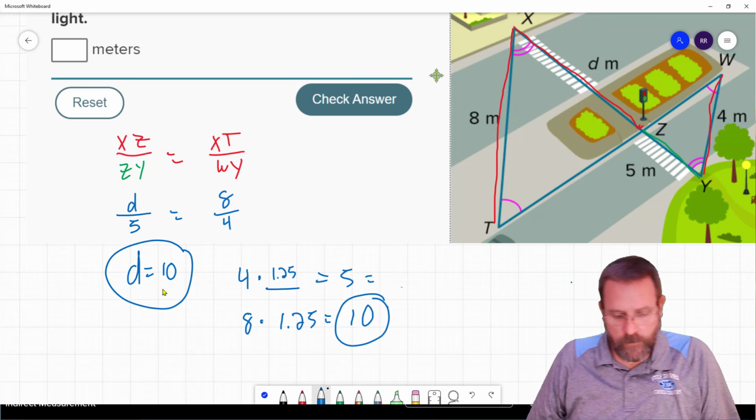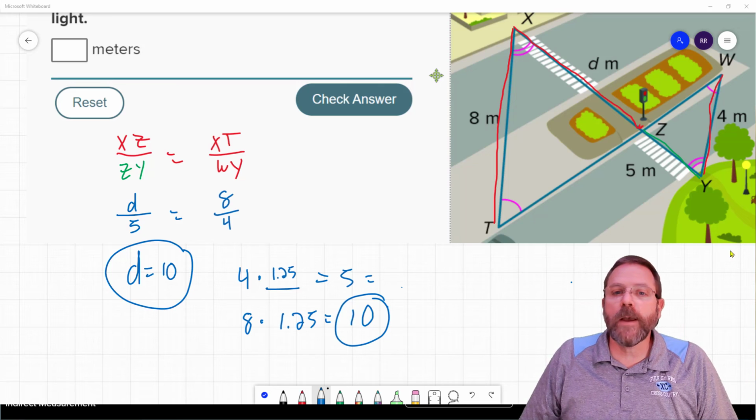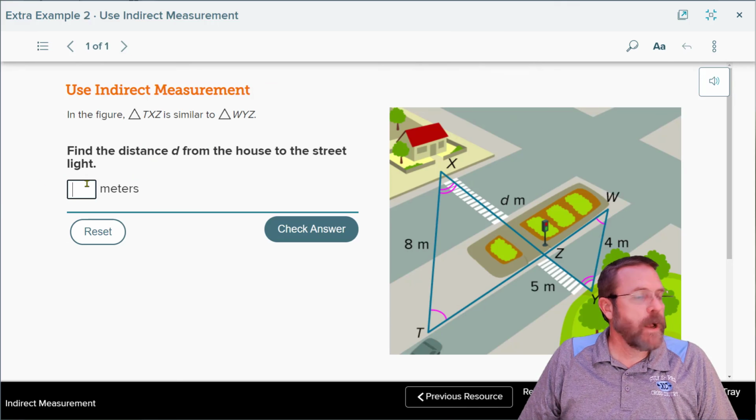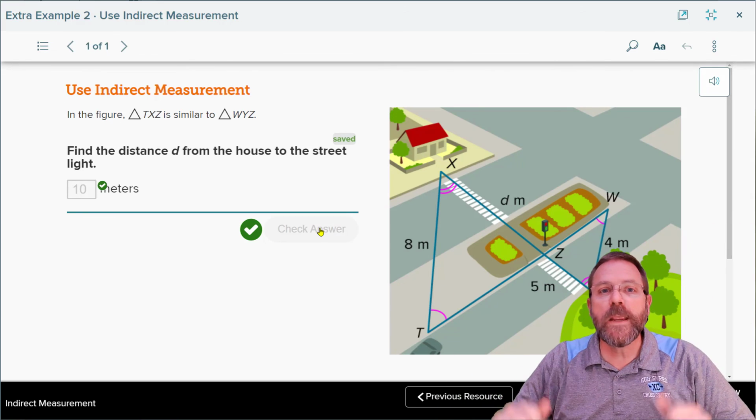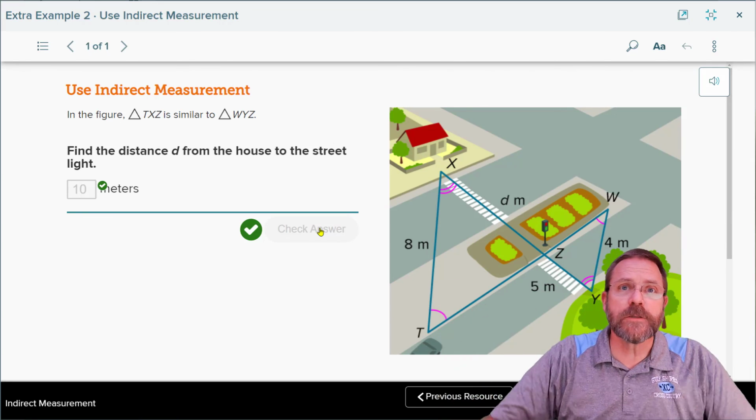Circle that answer. I'm going to jump right back over here to my textbook. I'm going to answer the last question of the year. 10, check the answer. Hooray! We are done.